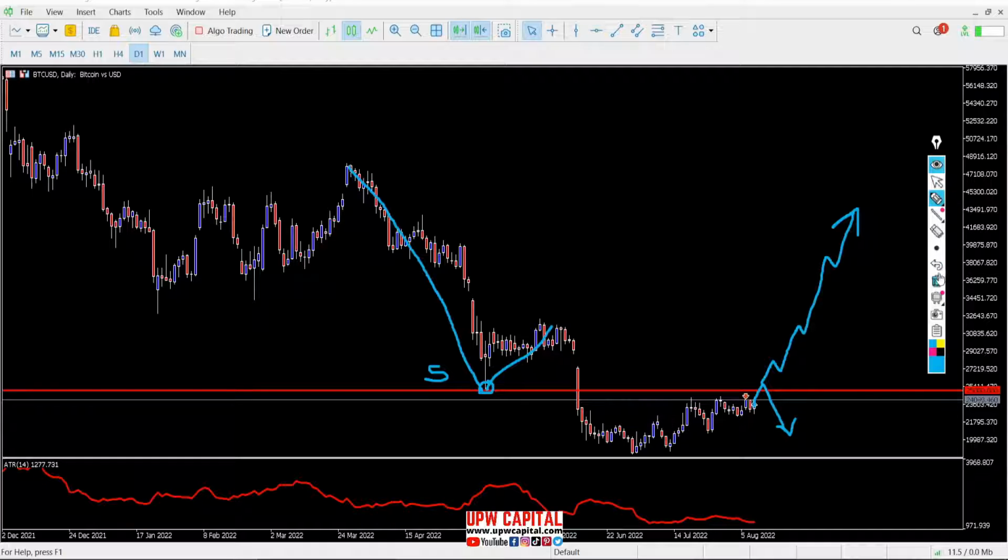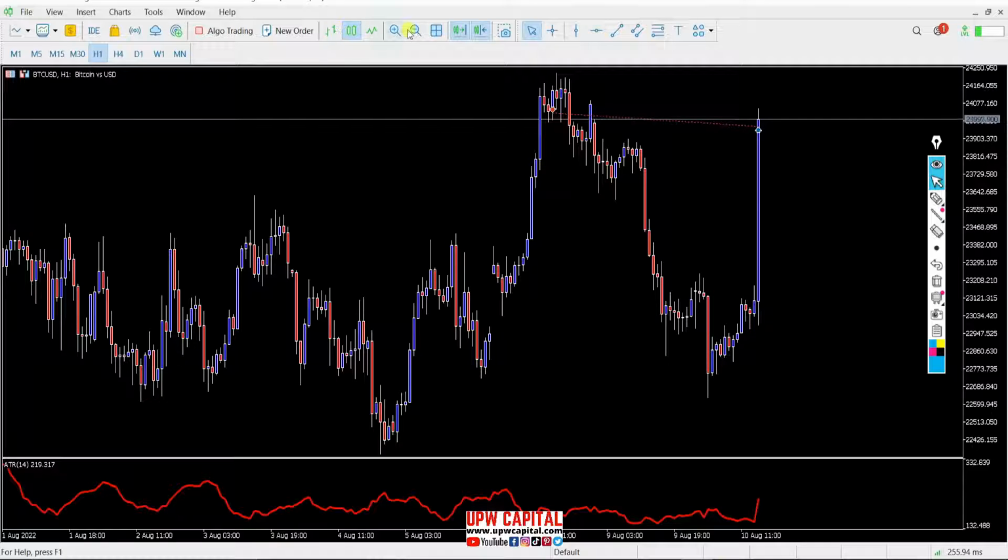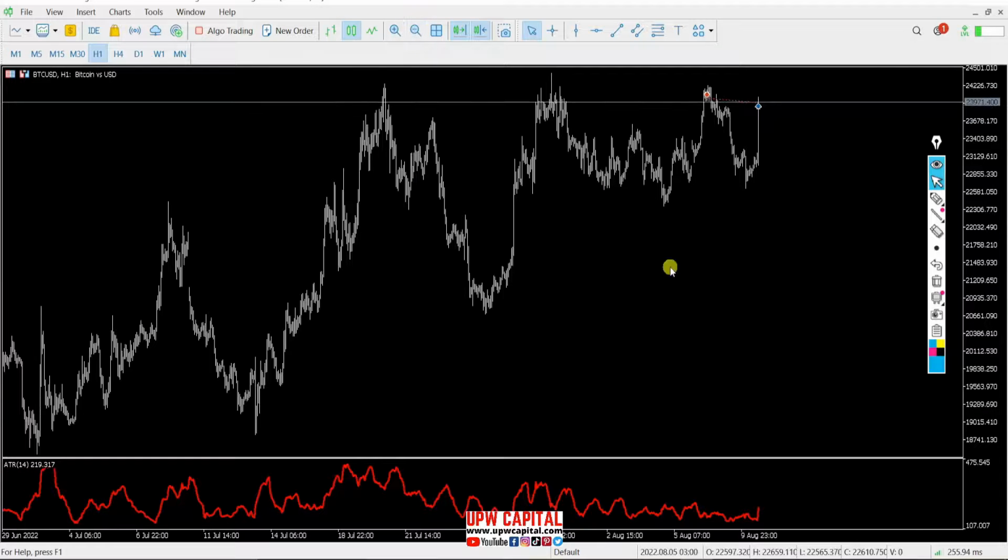The reason why I'm doing this video, I'm going to show you the trade that I took. So I found an opportunity. If you go to, let's just look at the 1 hour chart. I think it's more visible. Yes, it's visible here.